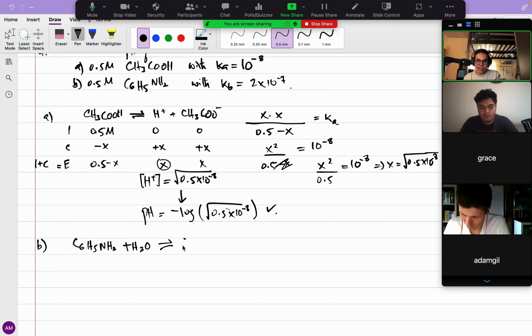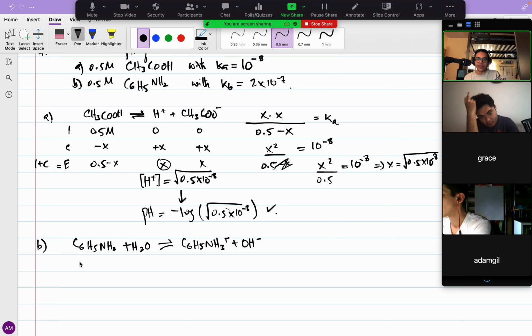And so it will steal an H plus from the water and become that. And you're left with an OH minus at the end. That's what's left of the water. Cool. All right, so ICE. Water is a liquid. It never enters the equilibrium expression, so we can cross that out. And then business as usual.